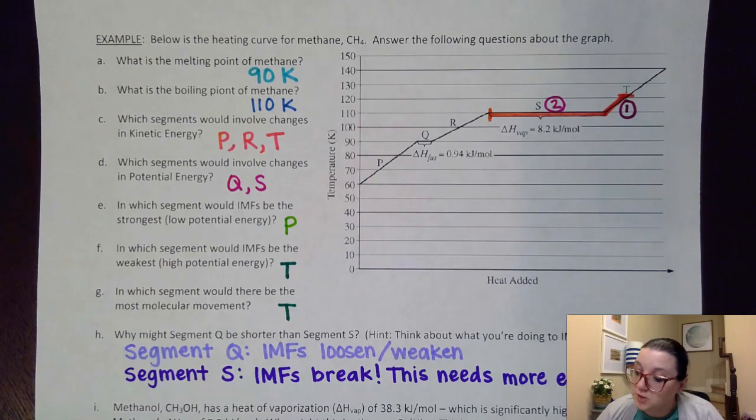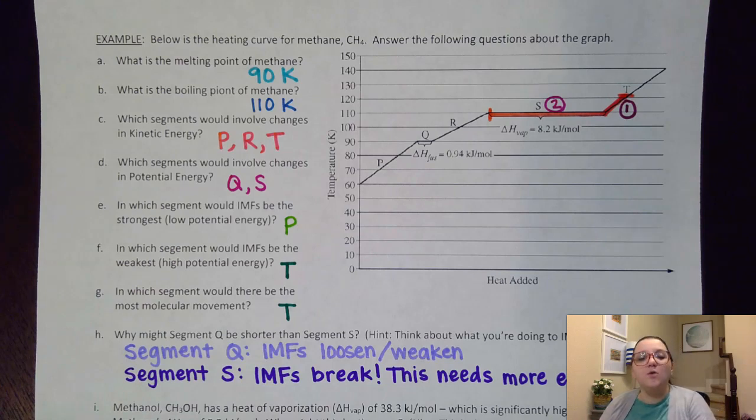I then asked in which segment would there be the most molecular movement. Well, hopefully we know that gas molecules move a lot faster and a lot crazier than solids do, and so therefore that would again be segment T because that's where my substance was a gas.